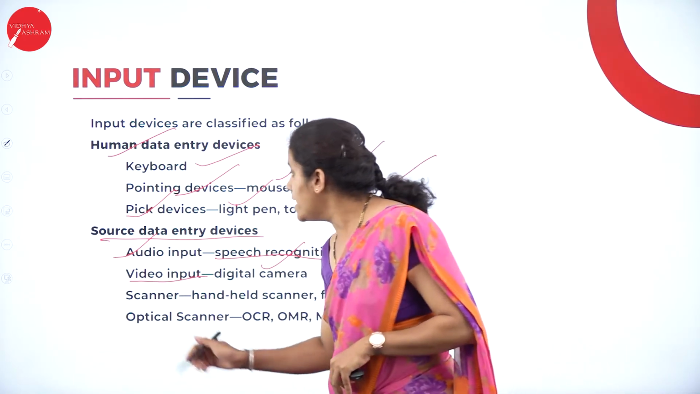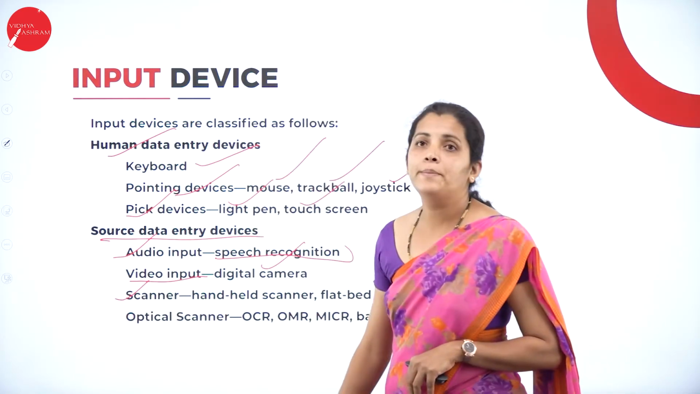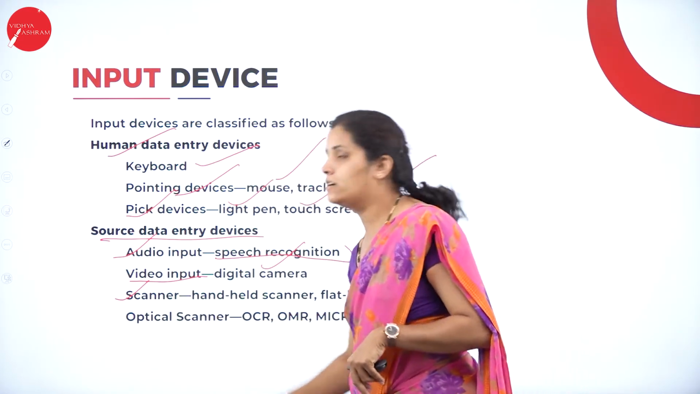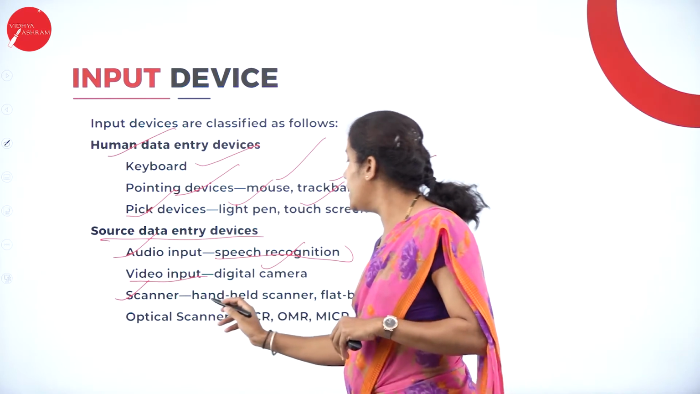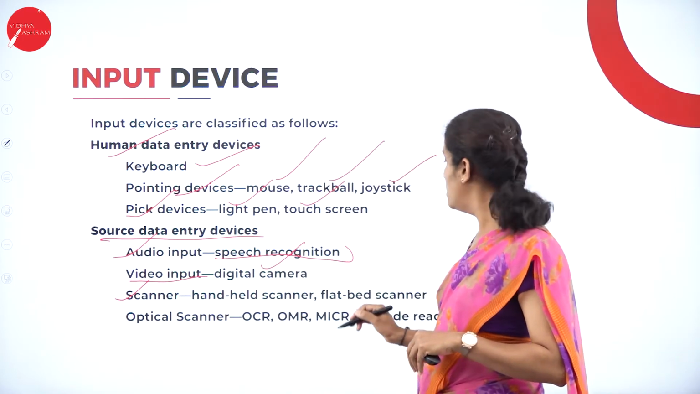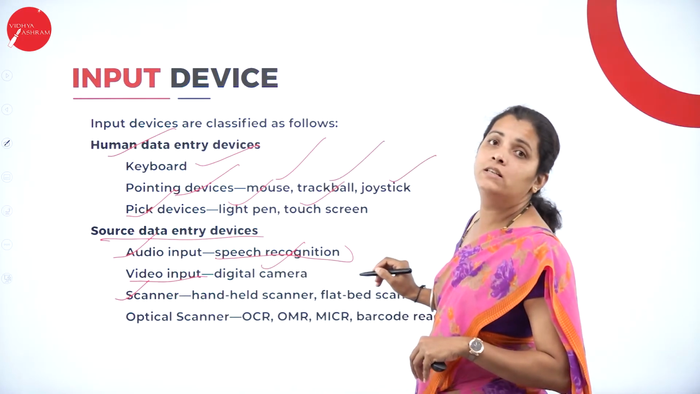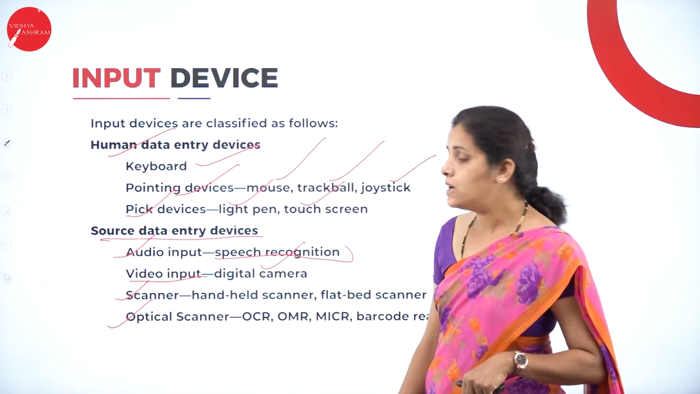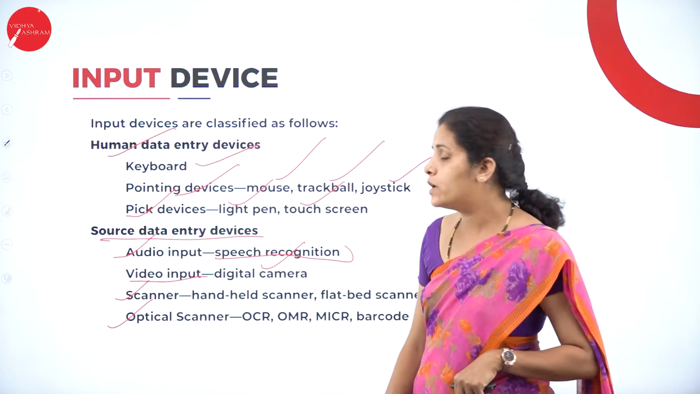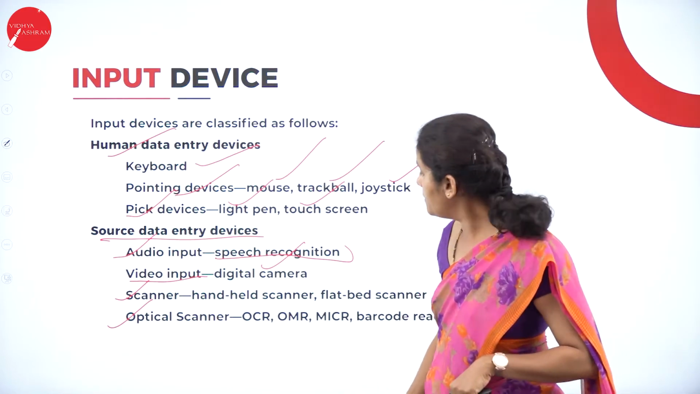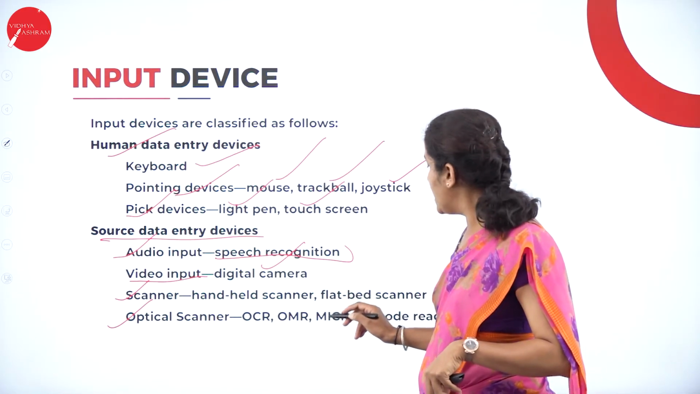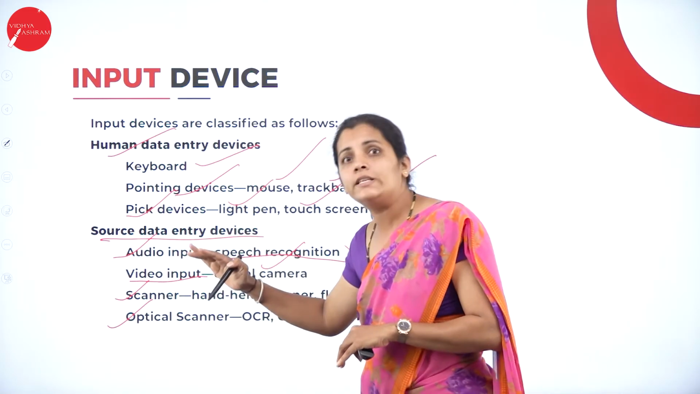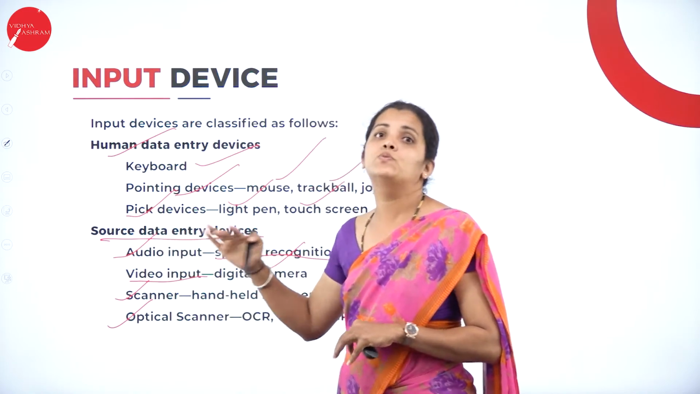Dear students, then we are going to get the third type of source data entry device, that is scanner. In scanner, we are going to get handheld scanner and flatbed scanner. Then we are going to get optical scanner. Under optical scanner, we are going to get OCR, OMR and MICR. So anyway, we are going to study these types one by one.